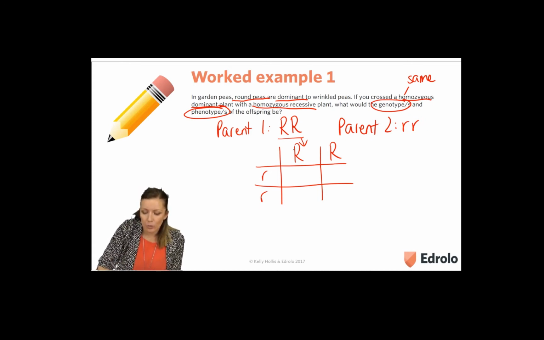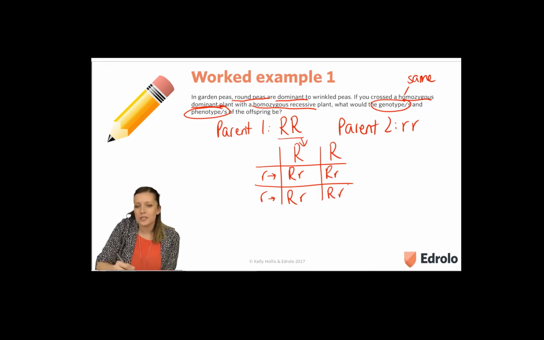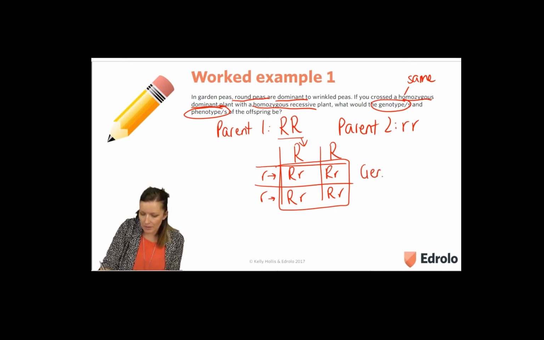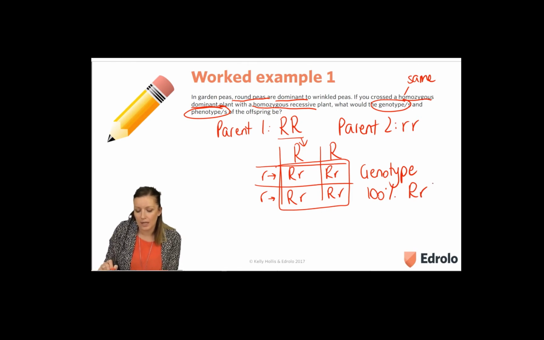So we can bring all of the top letters down. So our big R's can come down this way, and then our little r's go across. Okay, so then we just simply fill in all of the spaces, and what we can see now is that all of our offspring, okay, have the same genotype. So the genotype, remembering that the question has asked us for both the genotype and the phenotype that the offspring has, is 100% big R, little r.